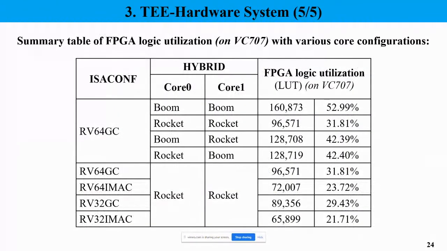This table reflects the logic utilization of the VC707 FPGA with different processor configurations. The biggest utilization is the two BOOM core configuration, which occupies just over 50% of the logic utilization. Every configuration with BOOM and Rocket processors has over 40%, while two Rockets have 30% of the FPGA. You can achieve smaller configurations down to 20% with just two Rocket cores in 32-bit, supporting only integer, multiplication, and atomics.